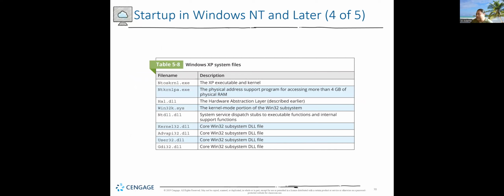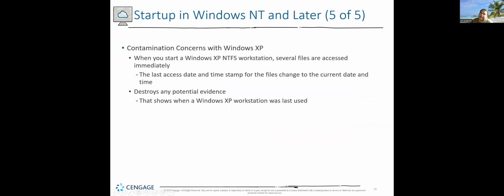I'm not going to go over them that much because they're not really that relevant anymore. These right here, I think it's in 32. It's part of the Windows 32 subsystem, which is System32. So NTDLL supports service dispatch, loads executable functions and additional support functions. Hardware abstraction layer, we talked about it earlier. Physical address support, programming is a RAM. So if you had more than 4 gigs of RAM back in the day, this is what took over. Actually, this was the kernel for Windows itself. Almost there, guys. 8 more slides.